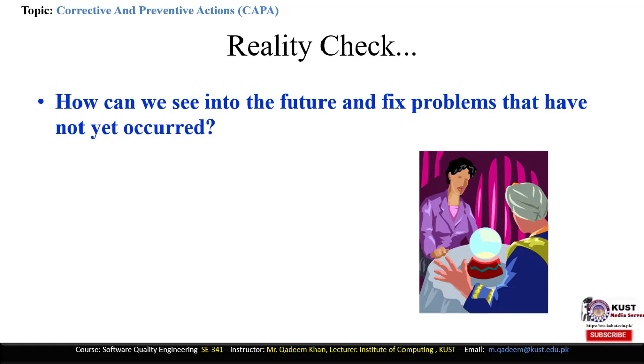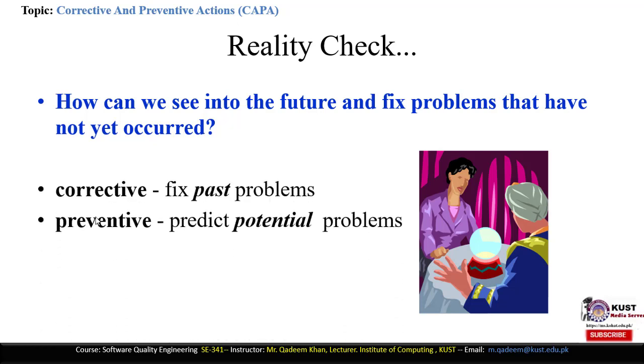The reality check. The reality check is this: how can we see into the future and fix problems that have not yet occurred? That means that sometimes certain problems have not so far arisen, and maybe they may arise in the future. So how can we set certain actions which will prevent them from occurring in the future?